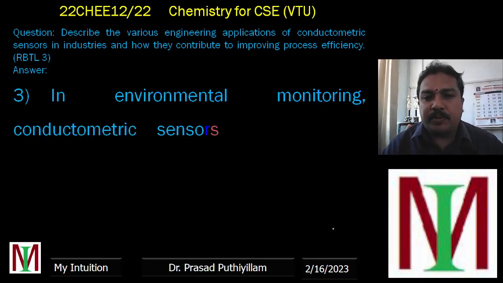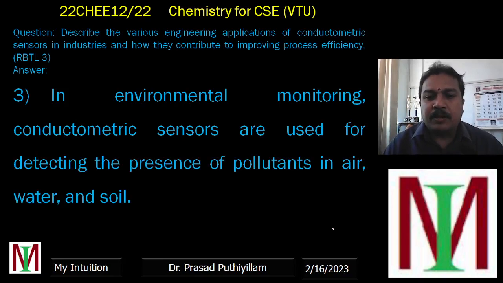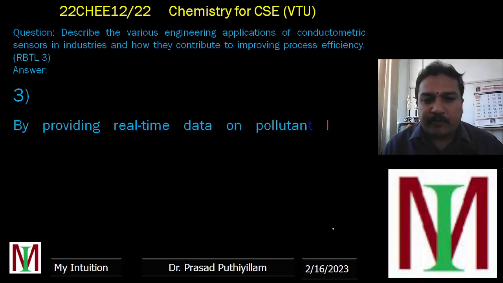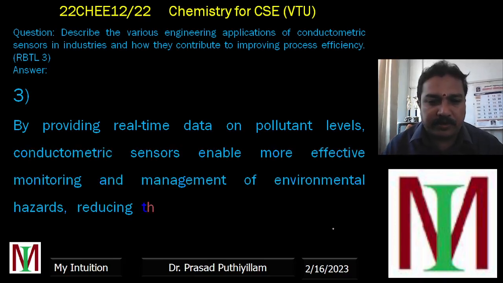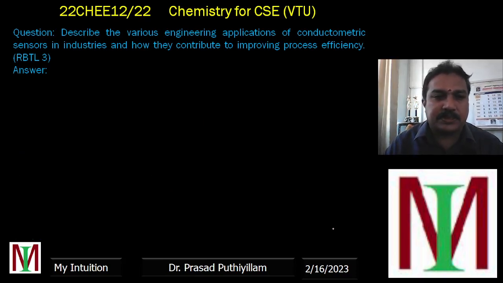Point number 3, in environmental monitoring, conductometric sensors are used for detecting the presence of pollutants in air, water, and soil. By providing real-time data on pollutant levels, conductometric sensors enable more effective monitoring and management of environmental hazards, reducing the risk of exposure to harmful substances.